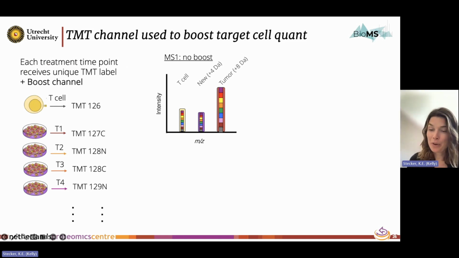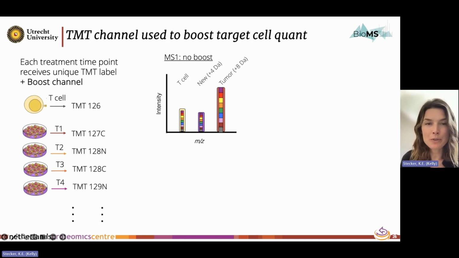Okay. So I want to share something else that we did. Similar to what's done in the SCOPE methodology for single-cell proteomics, we know that we can reserve a TMT channel to boost our target signal. So we tried this for our T cells. What we did here is that we reserved one of the TMT channels to add T cell content alone, so not a co-culture experiment, but just T cells.